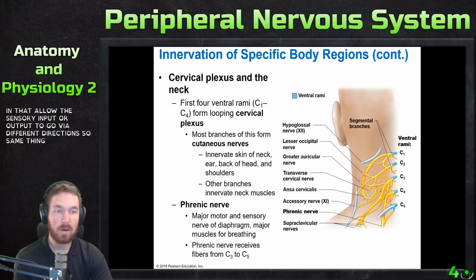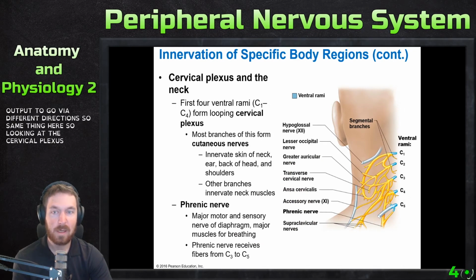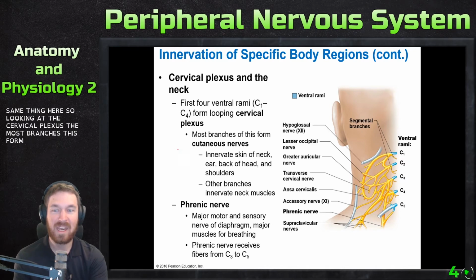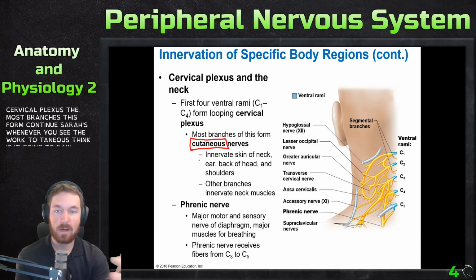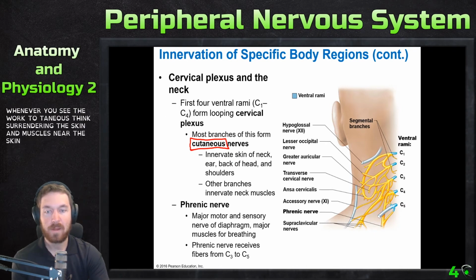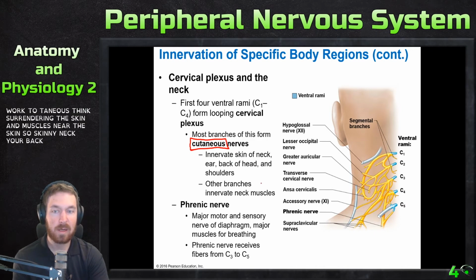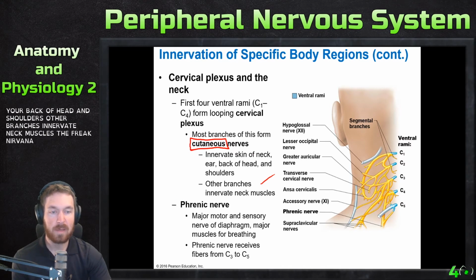So same thing here. Looking at the cervical plexus, most branches of this form cutaneous nerves. Whenever we see the word cutaneous, think skin. So innervating the skin or muscles near the skin: skin of neck, ear, back of head, and shoulders. Other branches innervate neck muscles. The phrenic nerve also comes out of here.